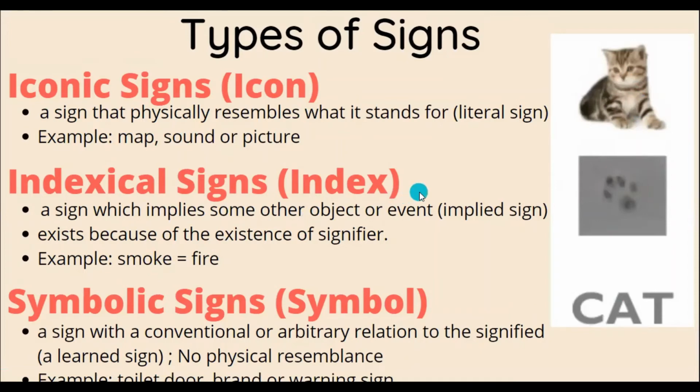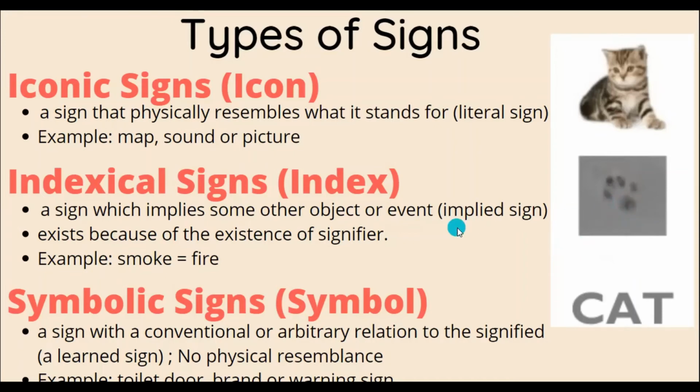The second one is the indexical sign, or the index. This implies some other object or event. It exists because of the existence of the signifier. For example, with a cat, if I see a paw print, that is an index sign, right? Who else would make such a cute, tiny paw print?